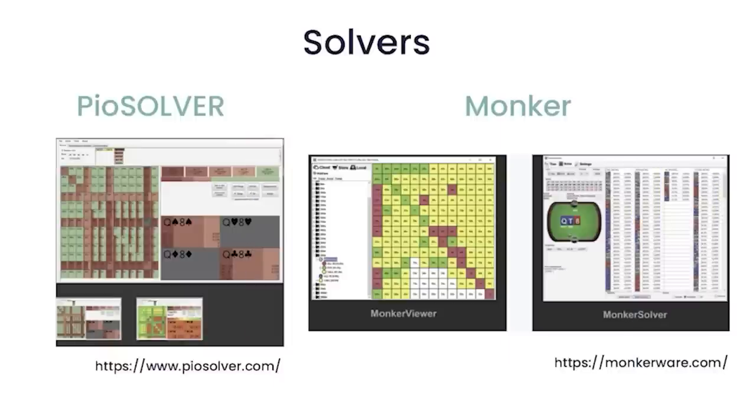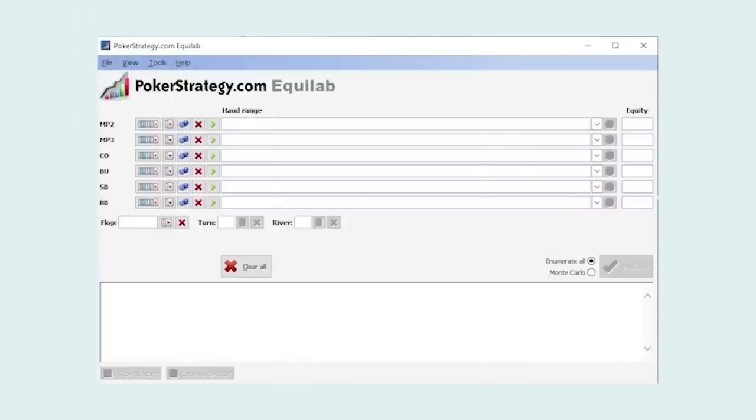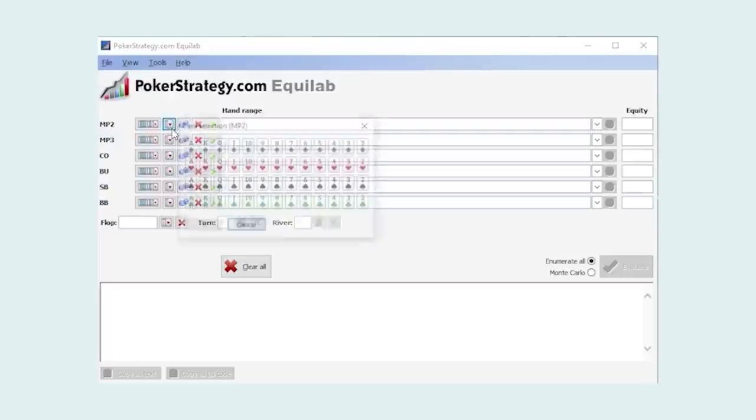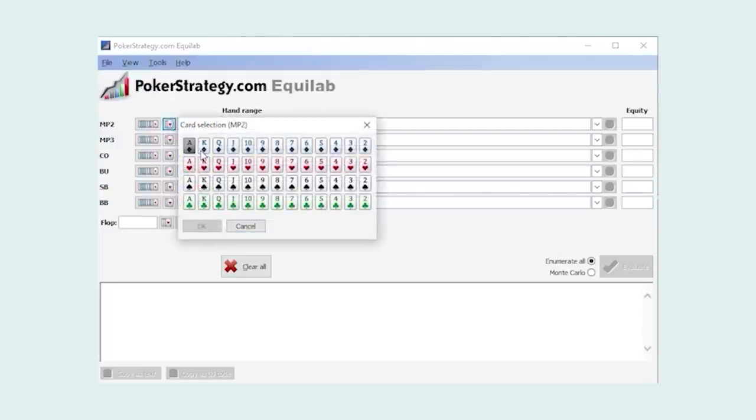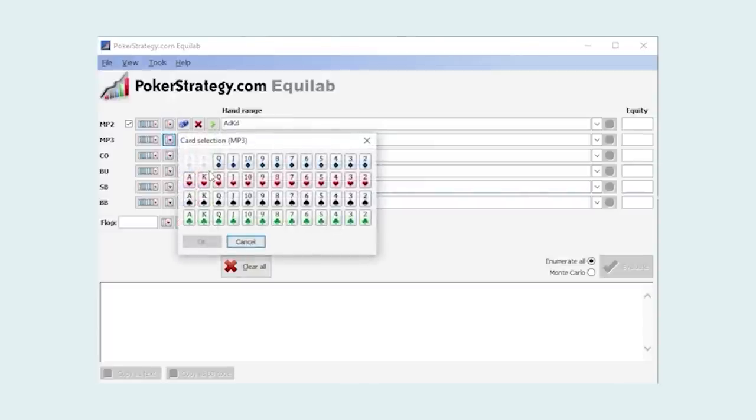And then there's solvers like PioSolver, Monker, that you want to have an understanding how to use. So I want to show you guys an example of an equity calculator. When I first started playing poker, I would just play around with these a lot. There's PokerCruncher and some others. So I would just choose some hands and let's take Ace King for an example. And I would enter it there and then take the next hand. Say I had a hand like pocket nines.